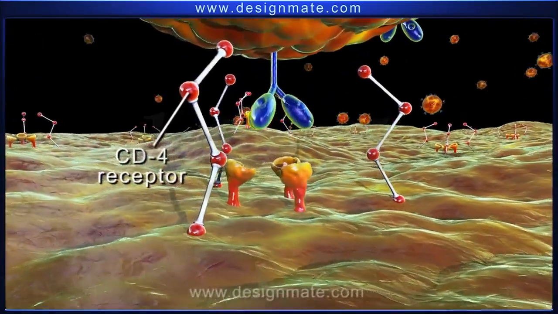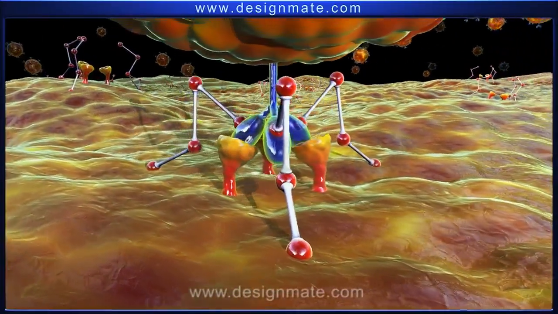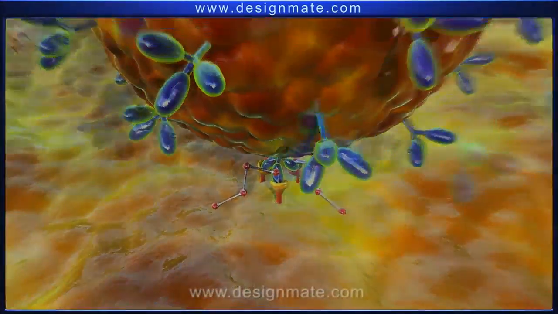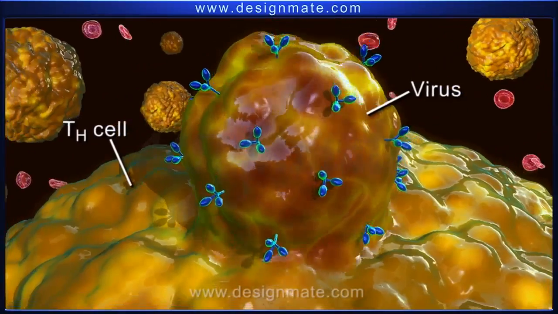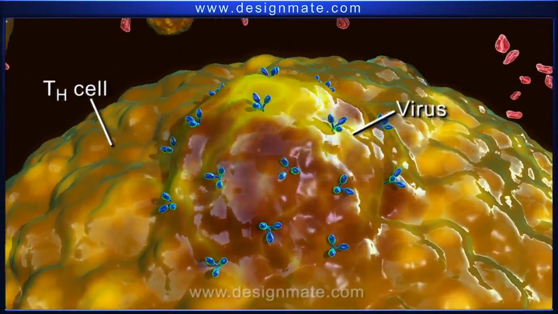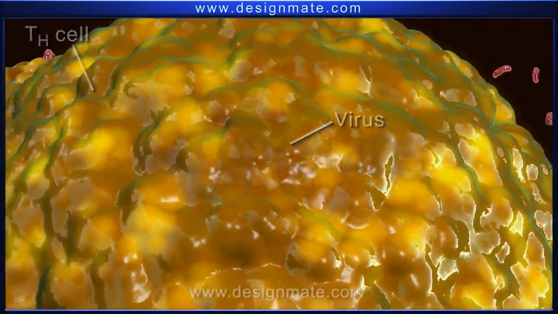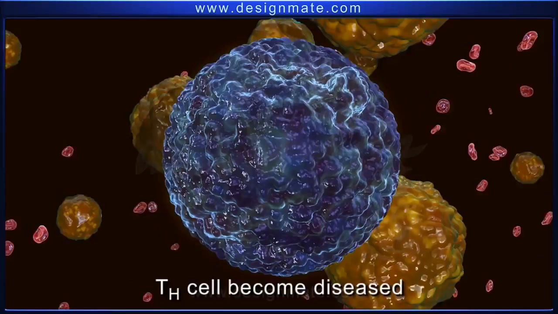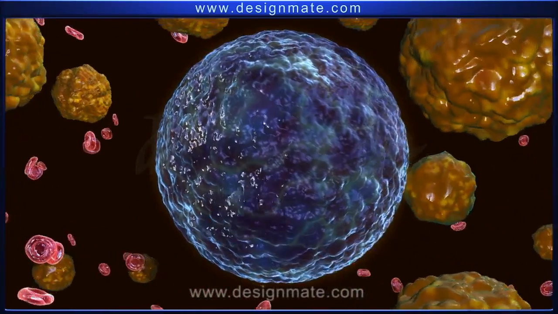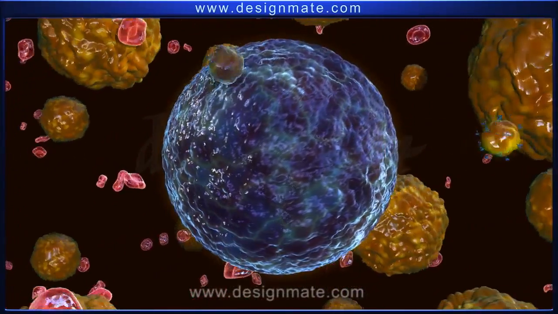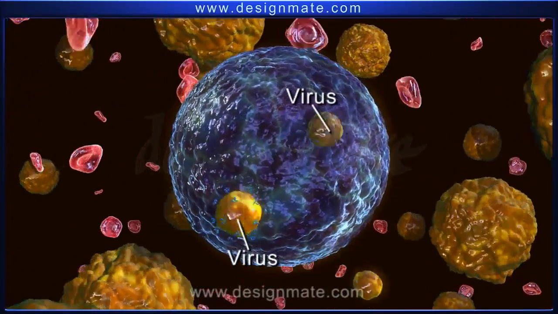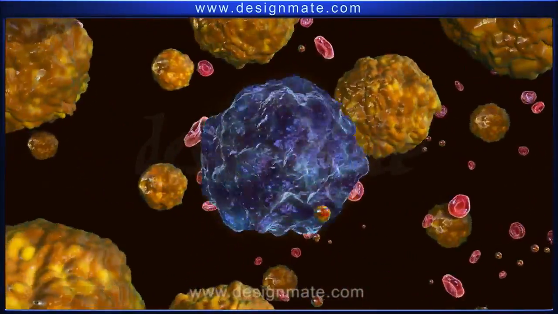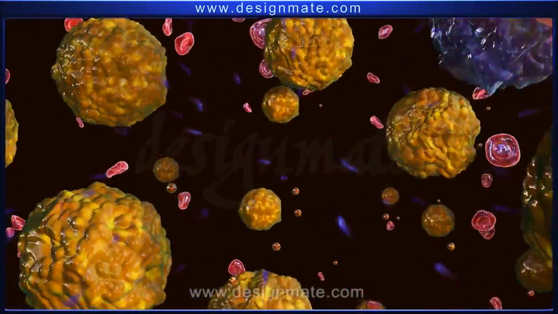These CD4 receptors attach themselves to the flexible HIV surface proteins and fit them on the co-receptor. This binding leads to the fusion of the virus with the membrane, and the virus infects the Th cell. This infection causes the Th cell to become diseased. Inside this Th cell, the virus replicates itself, and they are eventually released. Viruses mature and become capable of infecting other Th cells. This diseased Th cell finally disintegrates.